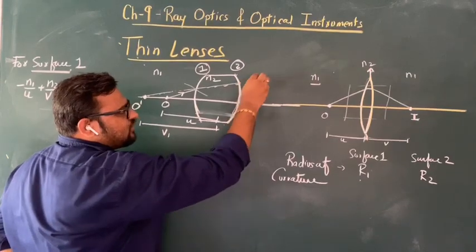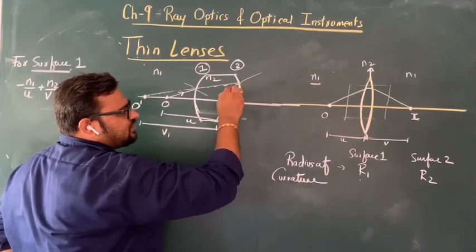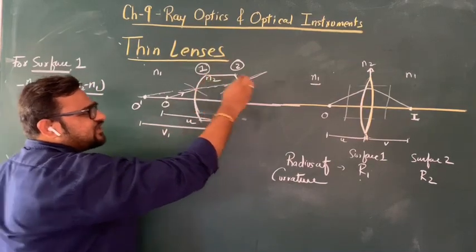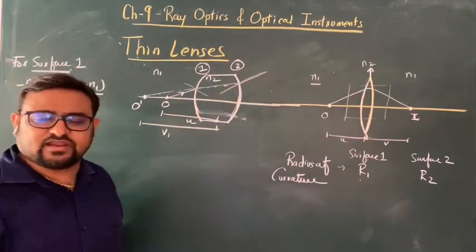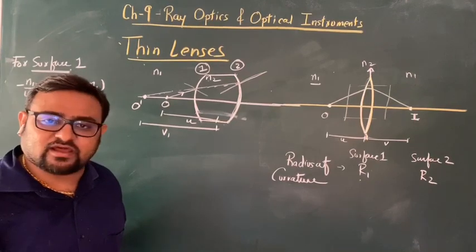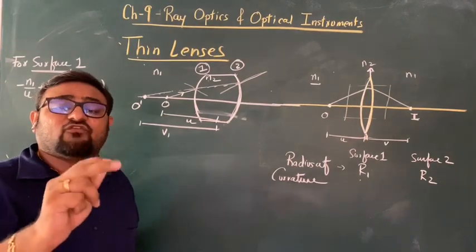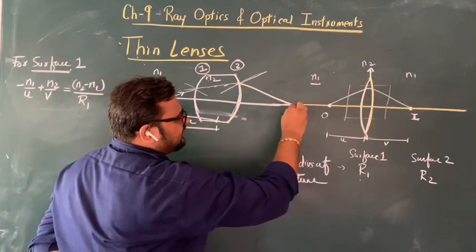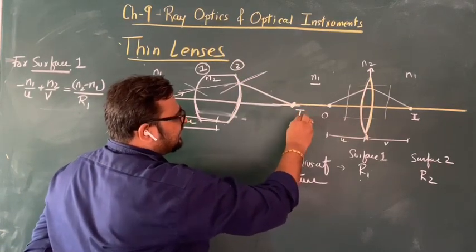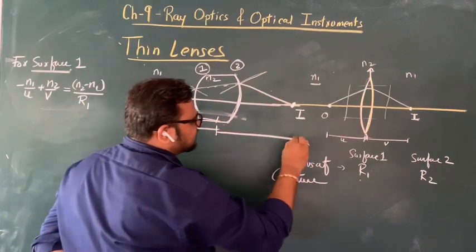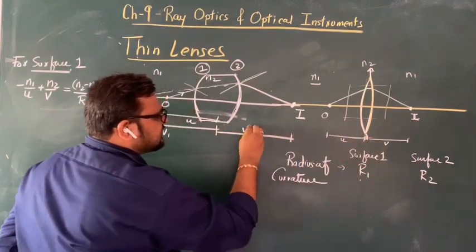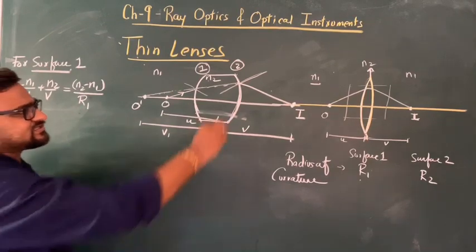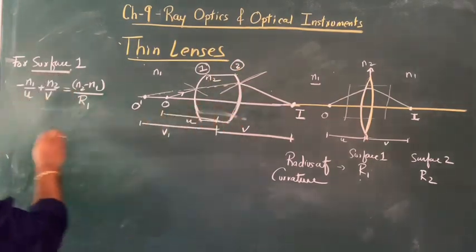Now as it enters, let's take this as the normal. As it is entering from denser to rarer, it will bend away from the normal. So it will bend in this way, and the image is obtained here. So this distance we had already taken as v. Clear?